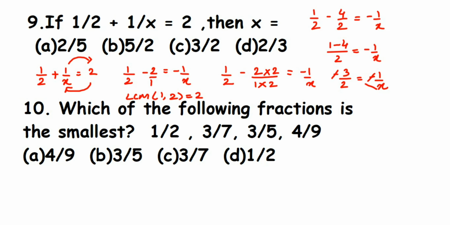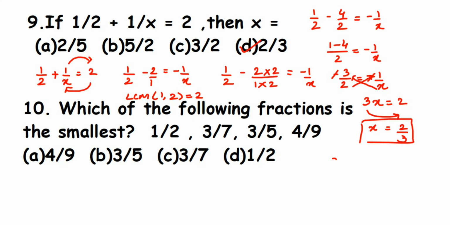Now again cross multiply, like in the previous question how we have done. So x will get multiplied to 3 and 2 will get multiplied to 1. So this will become 3x is equal to 2. Now bring 3 to the other side, it goes to division. It's the same as the previous question. So x will become 2 by 3. So I think it's the last option. Option D is the correct answer here.